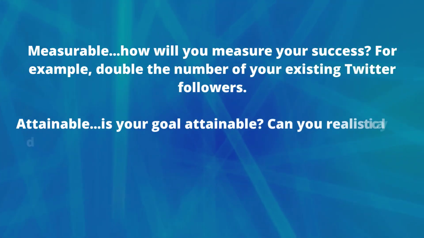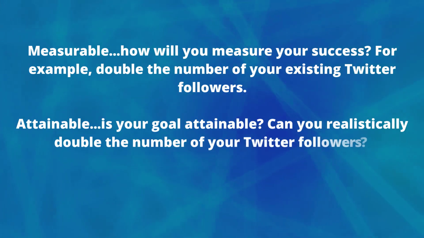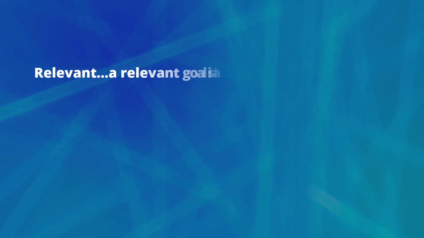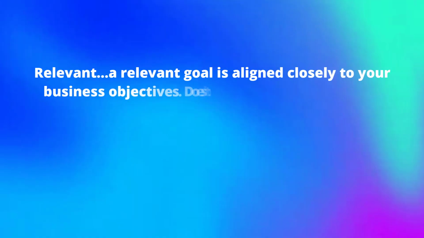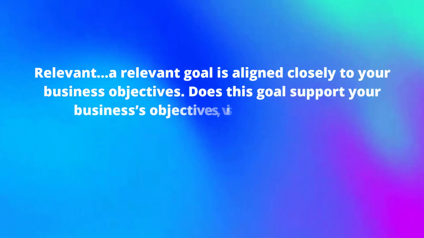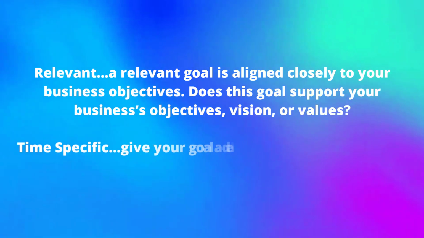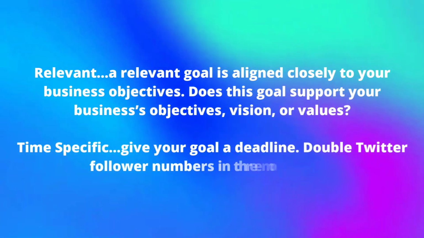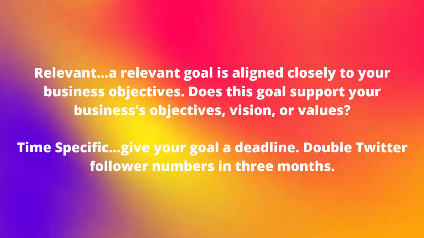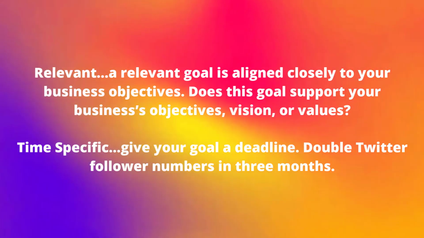Is it attainable? Is your goal attainable? Can you realistically double the number of your Twitter followers? Is the goal relevant? A relevant goal is aligned closely to your business objectives. Does this goal support your business's objectives, vision, or values? Is it time specific? Give your goal a deadline. Double Twitter followers number in 3 months.